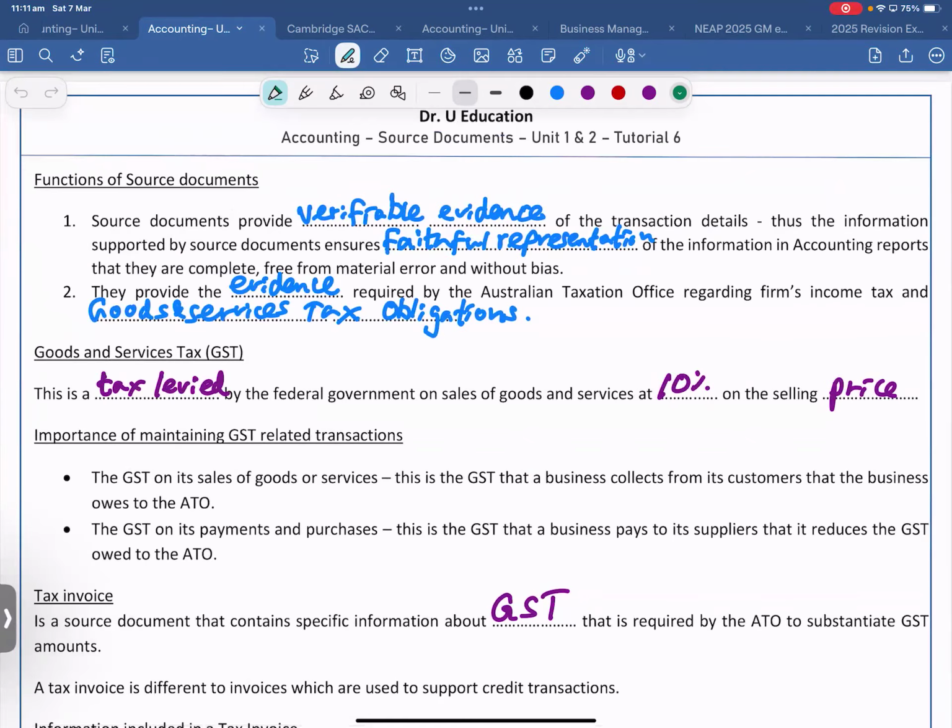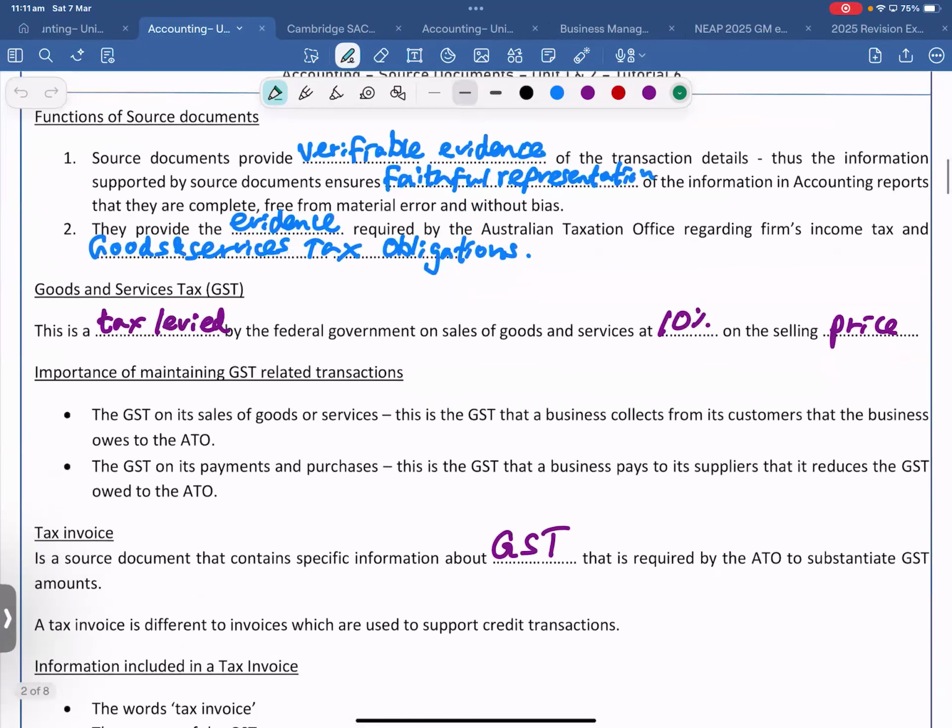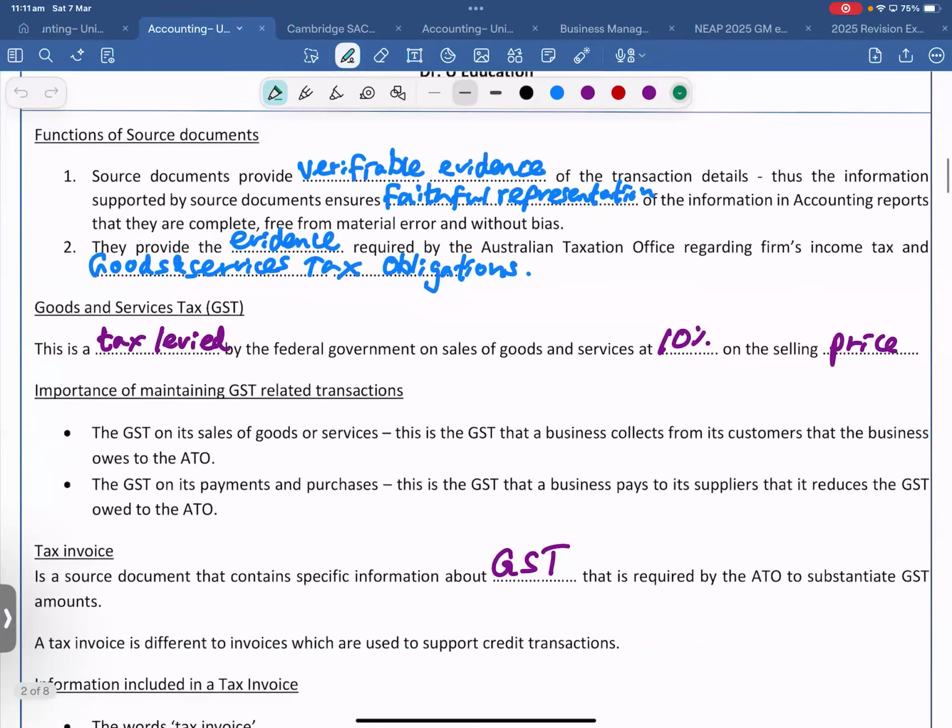Is what we are. GST, however, we deal with very thoroughly. Okay. So GST, right? What is GST? Basically, GST, of course, you know. GST is, as I said, an indirect tax charged by the federal government. Usually, it is 10% on the selling price.